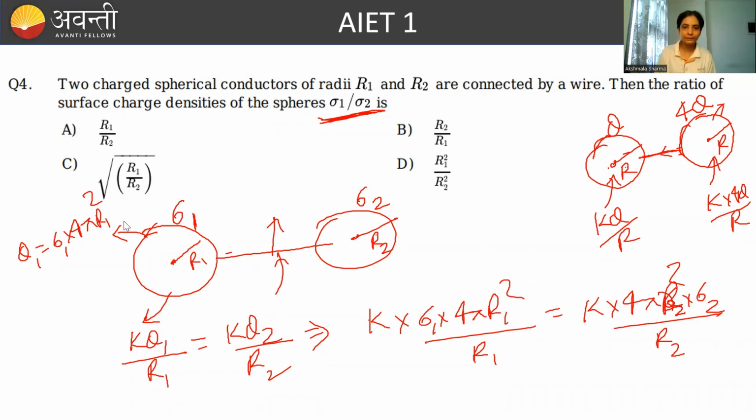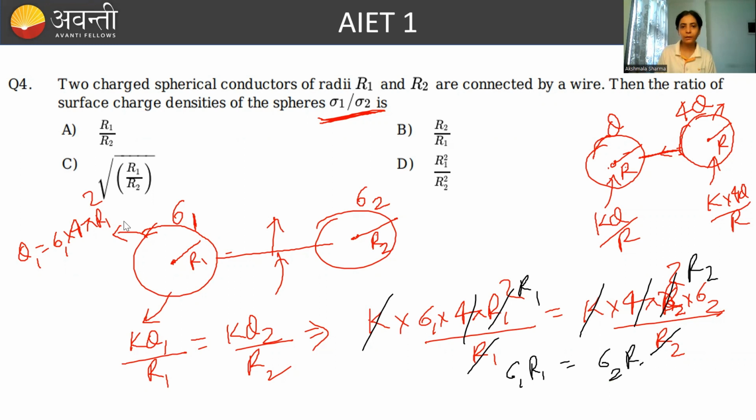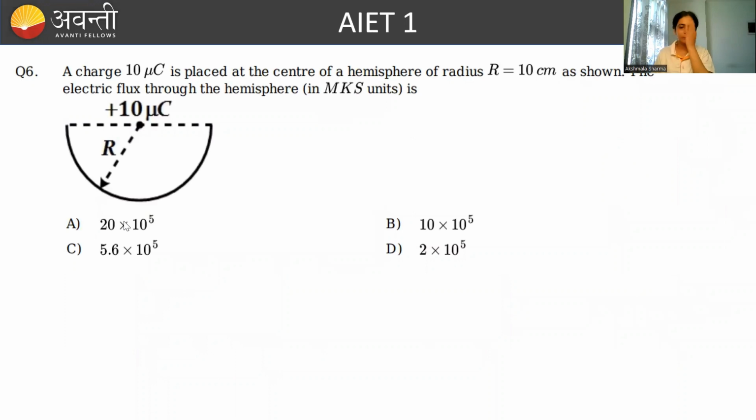If we cut things, 4 pi will get cancelled, K will get cancelled, one R1 will get cancelled here. Similarly, here one R2 will get cancelled, and what are we going to get? Sigma 1 R1 is equal to sigma 2 R2. So sigma 1 by sigma 2 is equal to R2 by R1. So the correct answer will be what? Correct answer should be B. Okay? Let's go.